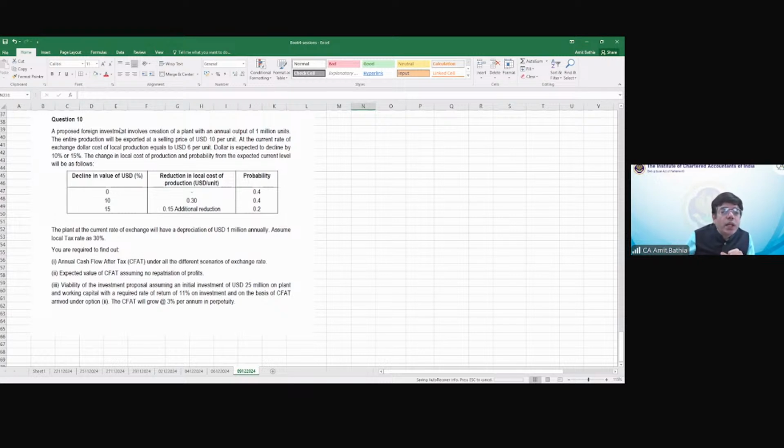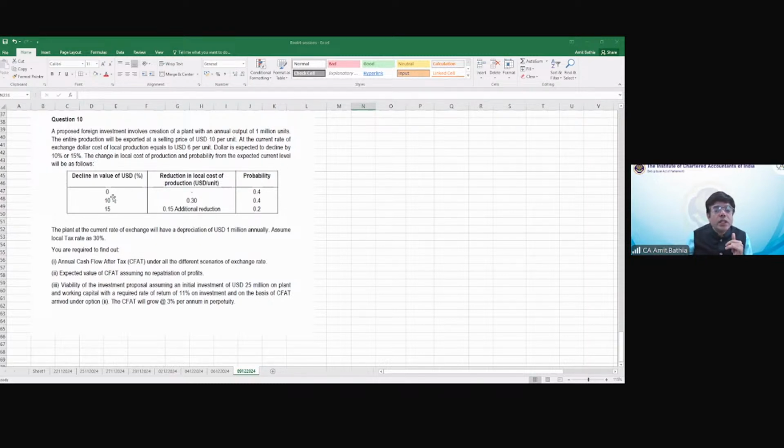A proposed foreign investment involves creation of a plant with an annual output of 1 million units. The entire production will be exported at a selling price of USD 10 per unit. At the current rate of exchange, dollar cost of local production equals USD 6 per unit. Dollar is expected to decline by 10% or 15%. The change in local cost of production and probability from the expected current level will be as follows.